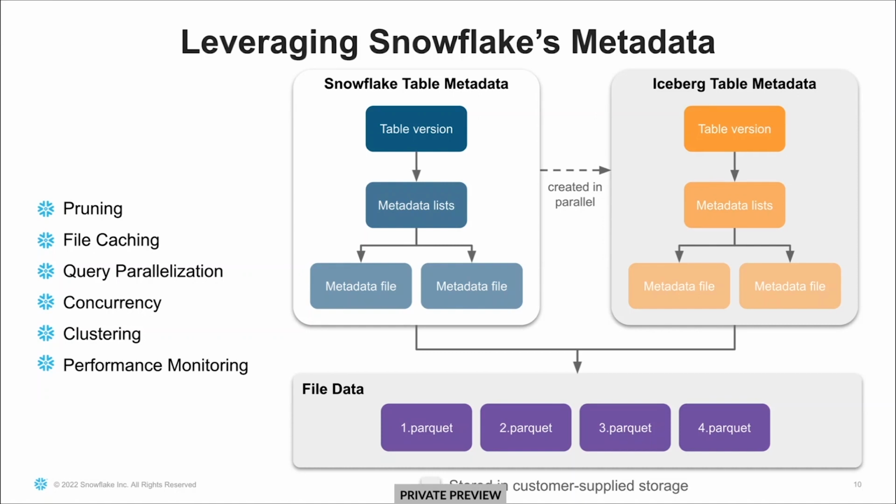Maintaining our own metadata allows us to leverage 10 years of Snowflake optimizations and innovations, including pruning, file caching, query parallelization, concurrency, and clustering. Snowflake performance monitoring and profiling tools just work with Iceberg tables. And since Iceberg tables are so similar to other Snowflake tables, Snowflake can bring its wide feature set to Iceberg tables with very few changes to our service. Within Snowflake, an Iceberg table is just like any other Snowflake table.